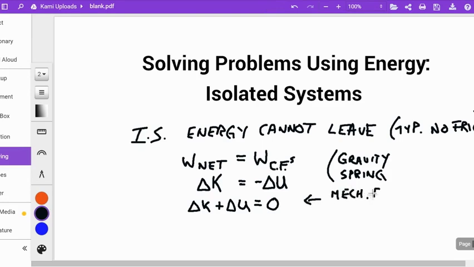And what I just wrote is actually one way to state that mechanical forms of energy are conserved. And mechanical forms of energy are basically gravitational energy and elastic energy from springs. Those are the two forms that we've learned about so far, and they go along with the gravity force and the spring force. I'm going to put a box around this, right? This is important.